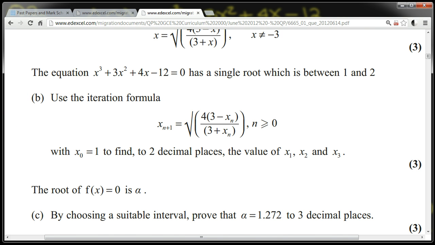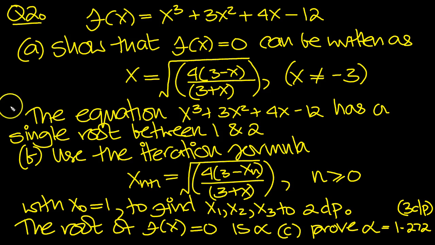Okay, let's have a little look at this then. This is the summary of the question. Okay, we've got f(x) equals this cubic. Show that f(x) equals 0 can be written as this.